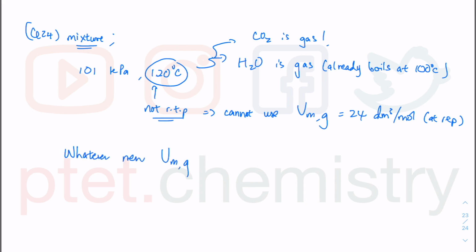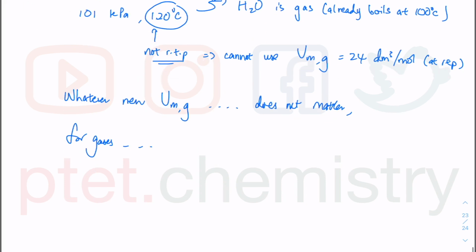Okay. So whatever the new molar volume of gas is does not matter, because we know that for gases at this new temperature, the volume ratio of gas is going to be equal to the mole ratio of gas. It's just the fixed number, which is the molar volume of gas, that will change, but the volume ratio and the mole ratio are still the same. So I don't think I need to worry too much about that.